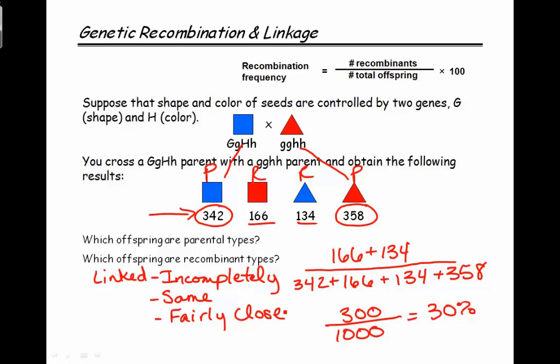Okay, so make sure that not only can we calculate the recombination frequencies, but we can interpret the meaning of the recombination frequencies. So if it is less than 50%, they are linked. We know that they are on the same chromosome, and we also know that they're fairly close together because most of the time they tend to stick together so that we have extra of the parental type offspring.